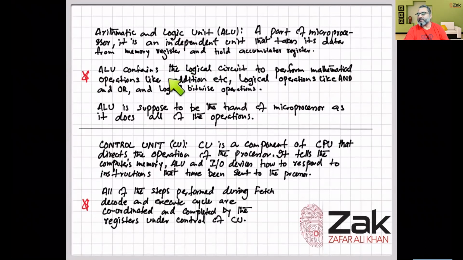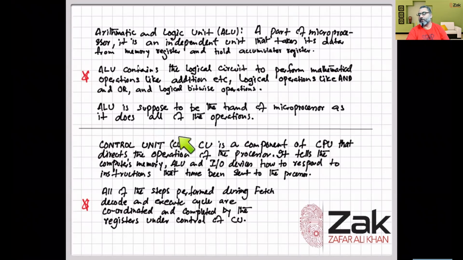ALU contains the logic circuits to perform mathematical operations like addition, logic operations like AND, and bitwise operations. Bitwise operations are like those we have done in addition, column by column, so that is bit by bit by bit. ALU is supposed to be the head of the microprocessor. It does all the operations that it requires.